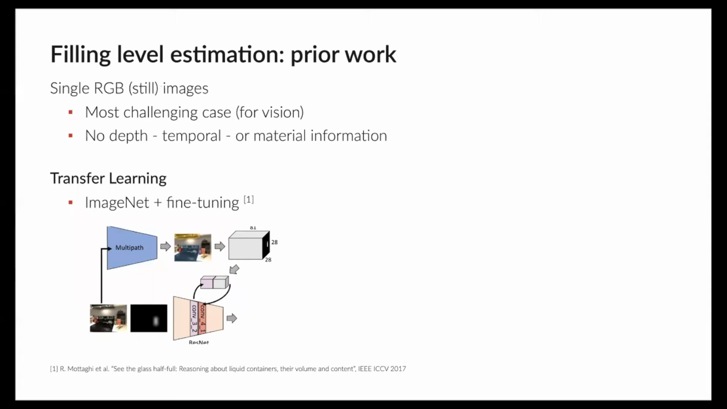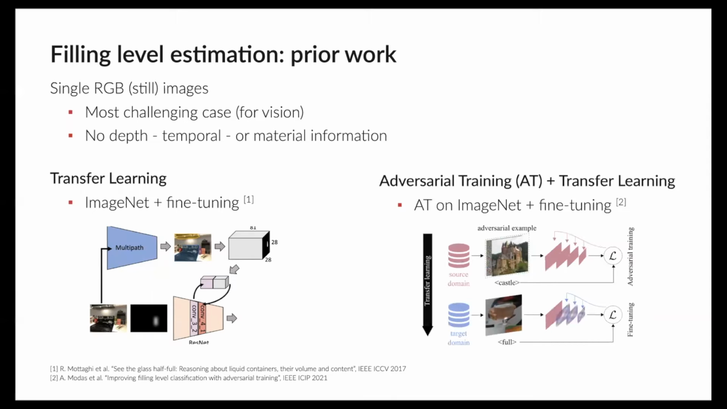If we have a look at the prior works for estimating the filling level using only RGB information, we will notice that transfer learning is the most commonly used technique, either by directly training a network on ImageNet and then fine-tuning it on the target task, or by adversarially training a network on ImageNet before performing fine-tuning. In fact, this approach has been shown to further increase the performance of standard transfer learning.